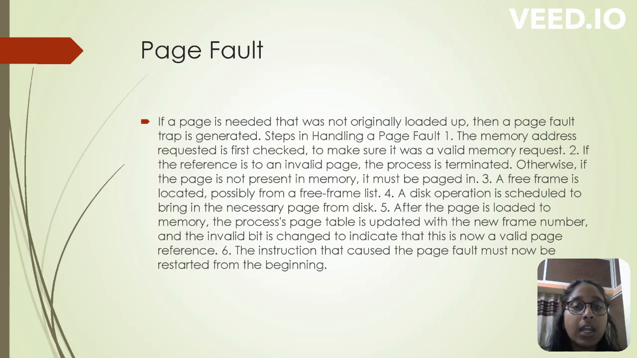First, the memory address requested is checked to make sure it was a valid memory request. Second, if the reference is to an invalid page, the process is terminated. Otherwise, if the page is not present in memory, it must be paged in. Third, a free frame is located, possibly from a free frame list. A disk operation is scheduled to bring the necessary page from the disk.